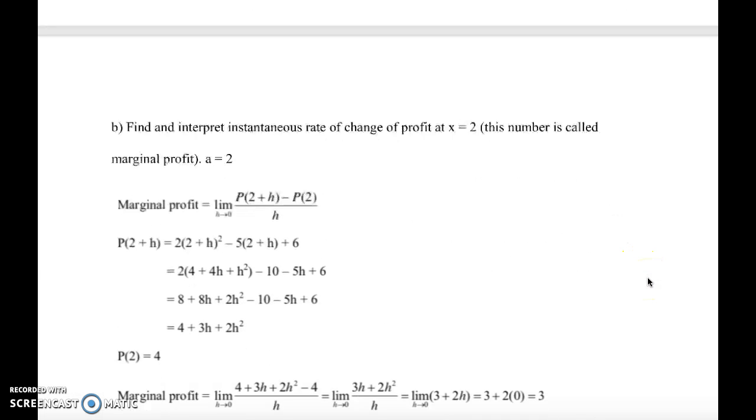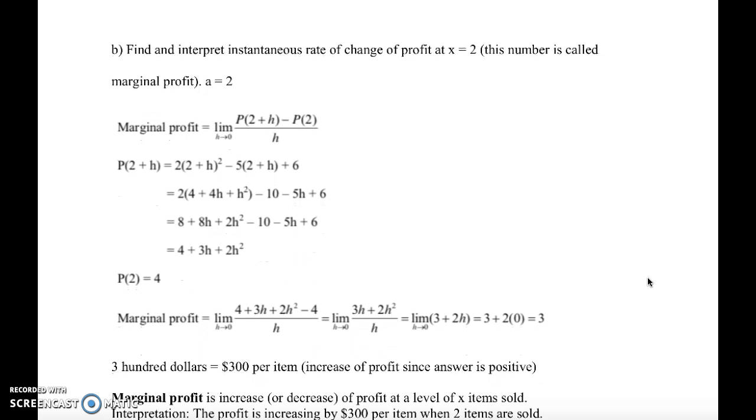Now let's look at the instantaneous rate of change of profit. So we're looking at x equal to 2, and we want to know the instantaneous rate of change at that value. We already figured out our P of 2, which is 4, and we need to figure out our P of 2 plus h. So we plug that in, FOIL, distribute, do all the things we need to do, and we end up with 4 plus 3h plus 2h squared.